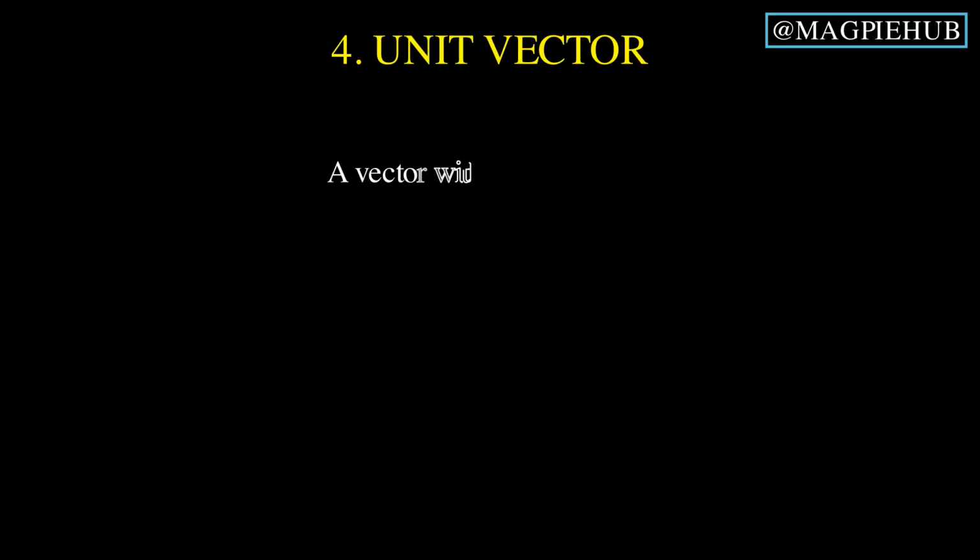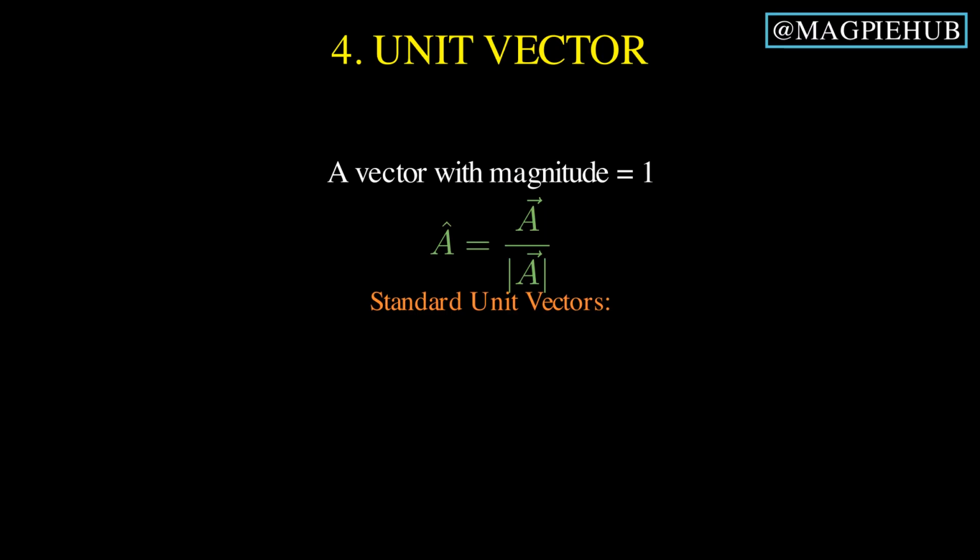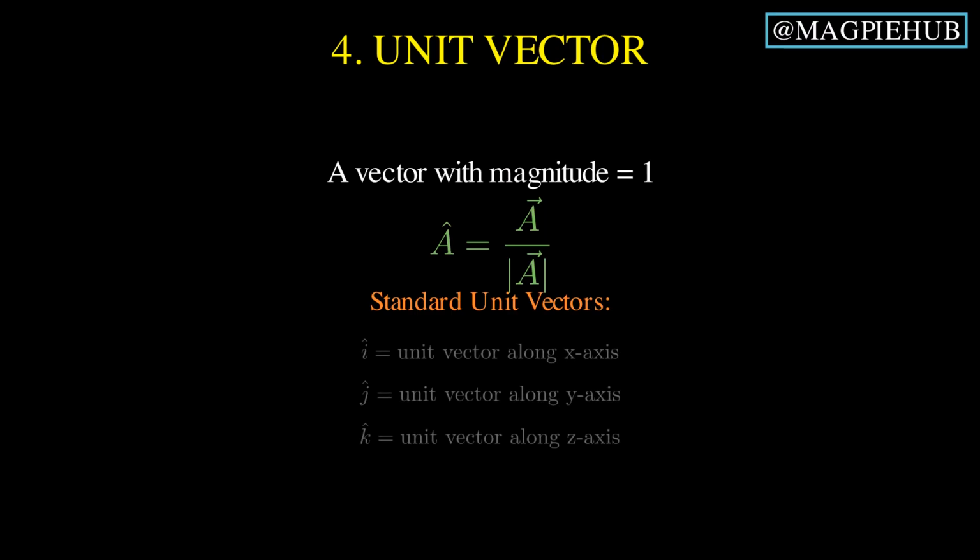A unit vector is a vector with magnitude equal to 1. It only shows direction. To find a unit vector, divide the vector by its magnitude. A hat equals vector a divided by magnitude of a. The standard unit vectors are i hat along the x-axis, j hat along the y-axis, and k hat along the z-axis.